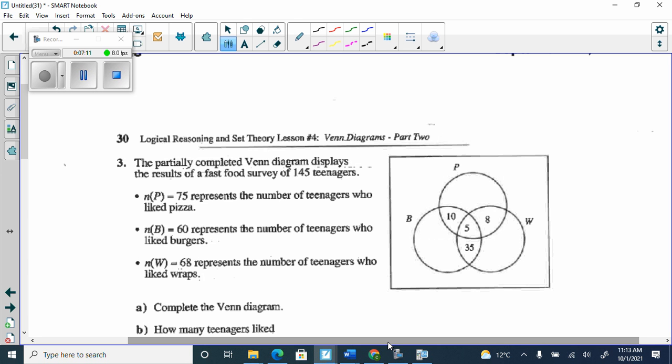The people who like burgers and pizza, but not wraps, right? So this 5 still likes burgers and pizza. So they just happen to like wraps as well.